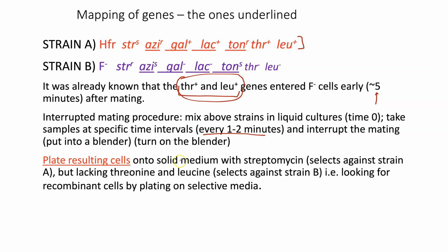And then you take those cells and you plate them on media with streptomycin to select against strain A, and that has everything added to it except threonine and leucine that selects against strain B. Okay, and then you've got a whole bunch of recombinant cells, and now you want to figure out what their genotypes are for each of the aliquots at all of these genes. Because at this point, we have information about this and this, but we don't know the order or the relative distances between those genes.